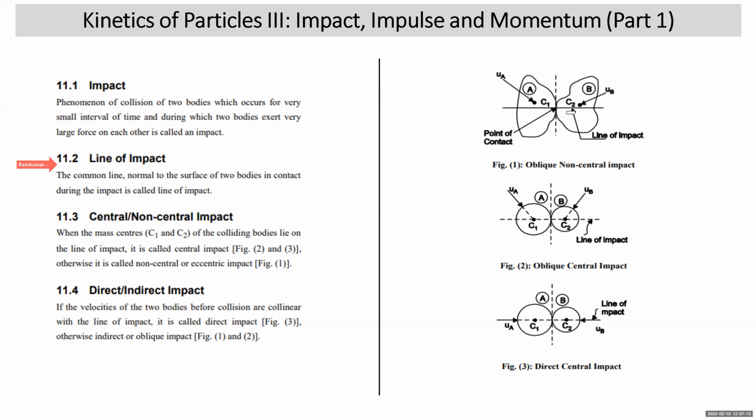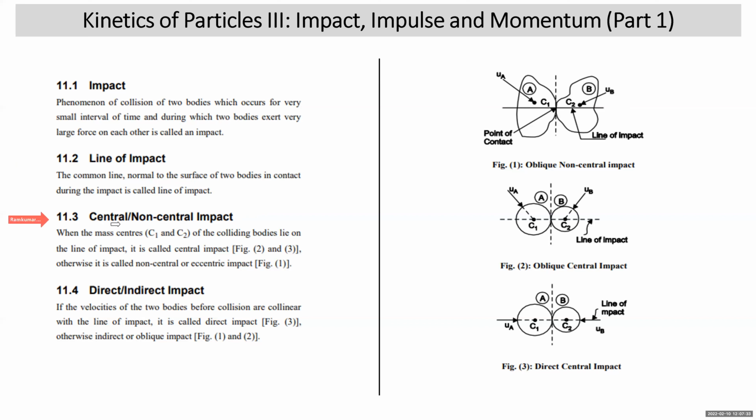As in this diagram, this is common tangent, and the line drawn perpendicular to common tangent at the point of contact is called as line of impact. So this horizontal line is called as line of impact. Now, classification of impact. The impact can be of two types. One is central or non-central. Another can be direct and indirect.